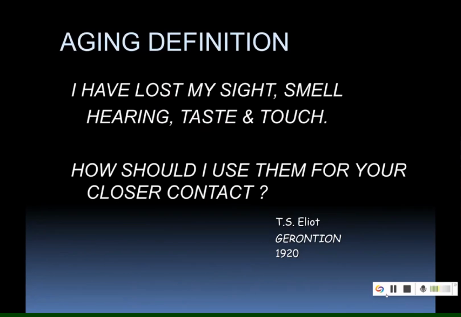I'm reminded of this poem by T.S. Eliot, With Each Patient Encounter. I've lost my sight, smell, hearing, taste, and touch. How should I use them for your closer contact? This reminds me of the neurosensory impairments that older adults have, and often our communication has to be guided by an appreciation for the fact that older adults may have hearing impairment as well as visual impairment.